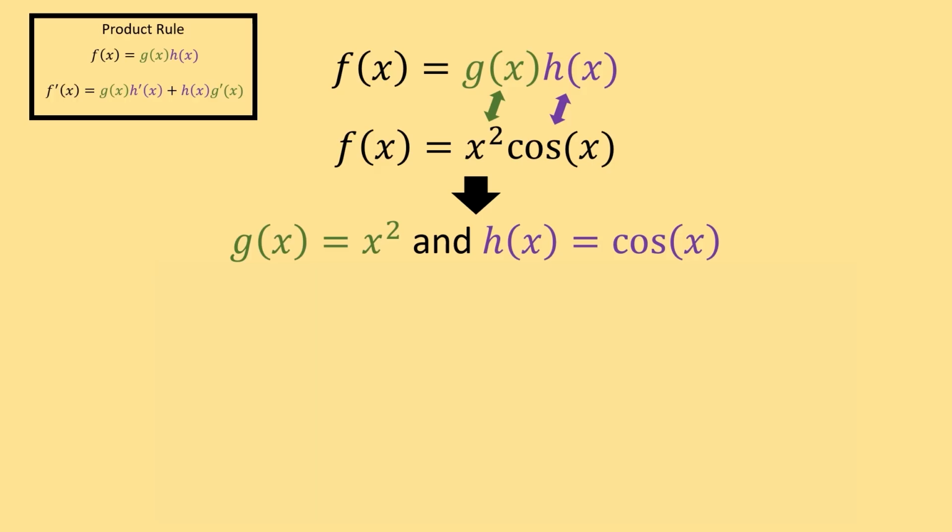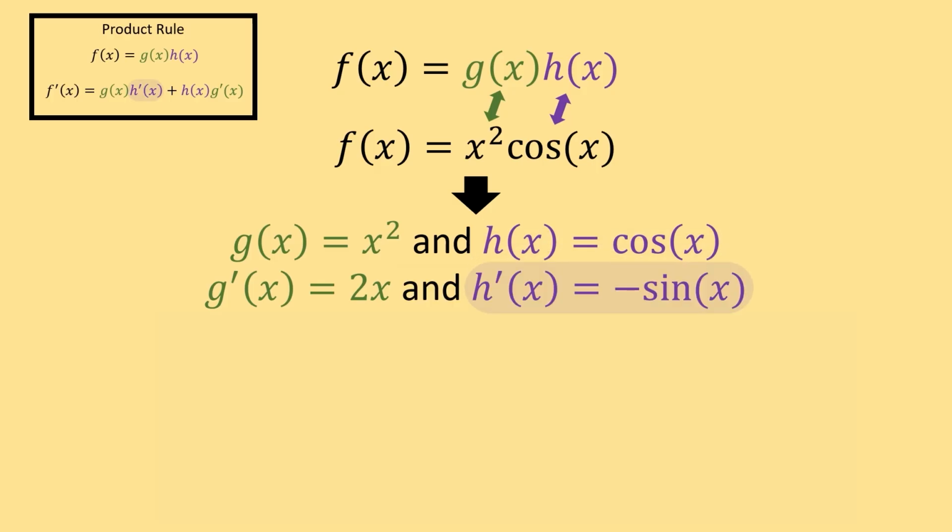Now that we have identified our g of x and our h of x, we can also find their individual derivatives pretty quickly. In other words, the derivative of g of x is just going to be 2x by the power rule, and the derivative of cosine of x is going to be negative sine of x. So in other words, we have already identified g of x, h of x, g prime of x, and h prime of x.